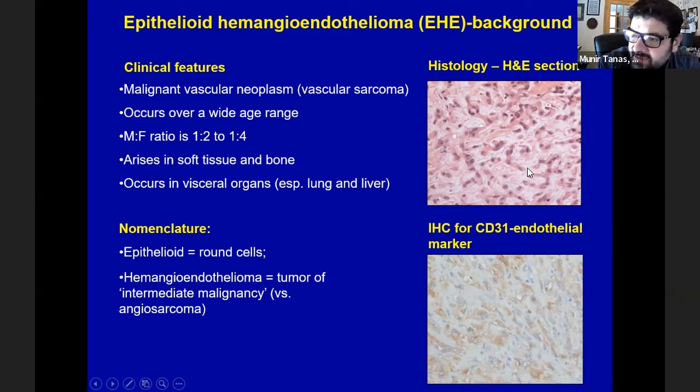The neoplastic cells in EHE are characteristically arranged in these cord-like structures and embedded in this myxoid hyaline matrix. What's really interesting about EHE is that even though it's a vascular tumor, when you look at it under the microscope, it doesn't form well-formed blood vessels. And so we have to rely on other ancillary techniques, such as immunohistochemistry, to look at expression of proteins such as CD31 to confirm its vascular differentiation.